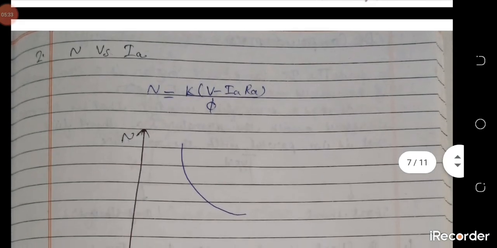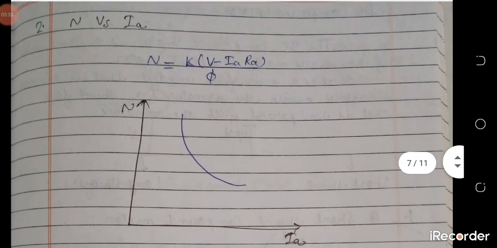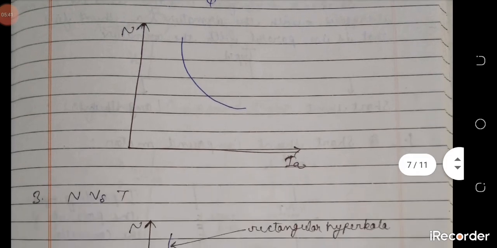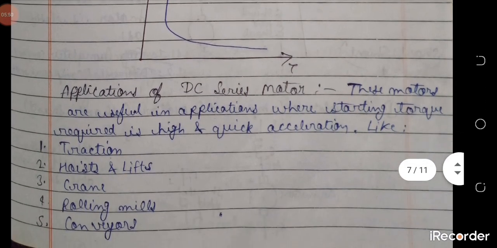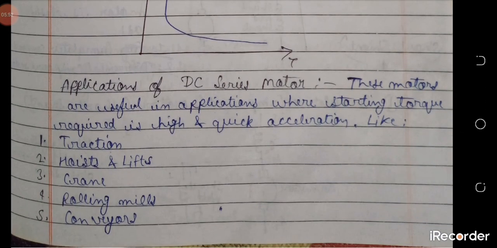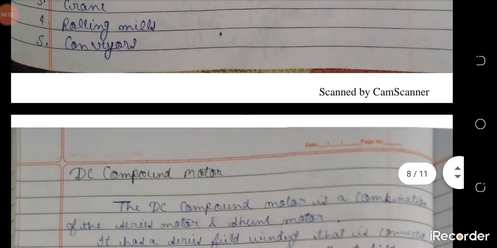Now second is N versus Ia characteristics. N is equal to K multiplied by V minus IaRa upon phi. This is the diagram. And third is speed versus torque. This represents a rectangular hyperbola. Now application of DC series motor. These motors are useful in applications where starting torque required is high and quick acceleration, like traction, hoist and lifts, crane, rolling mills and conveyors.